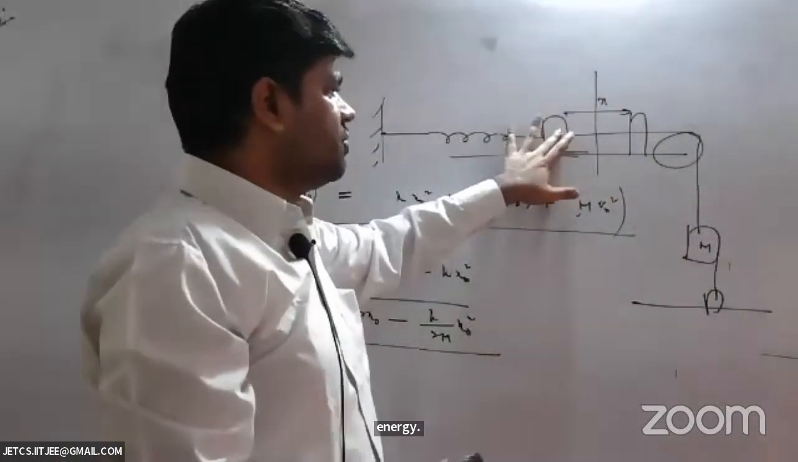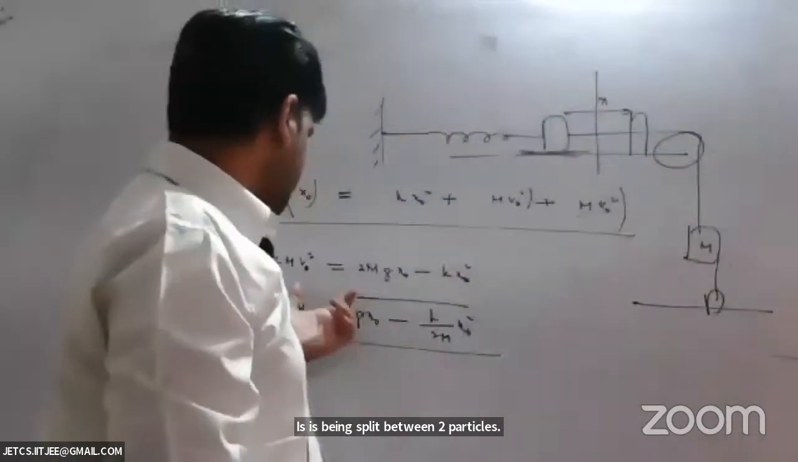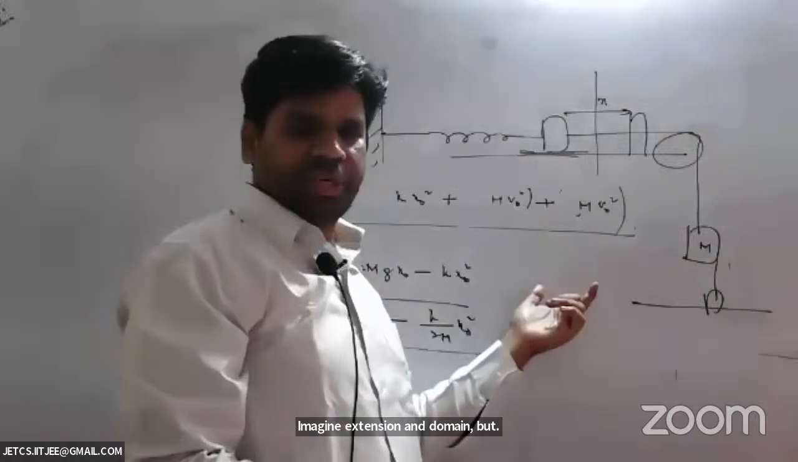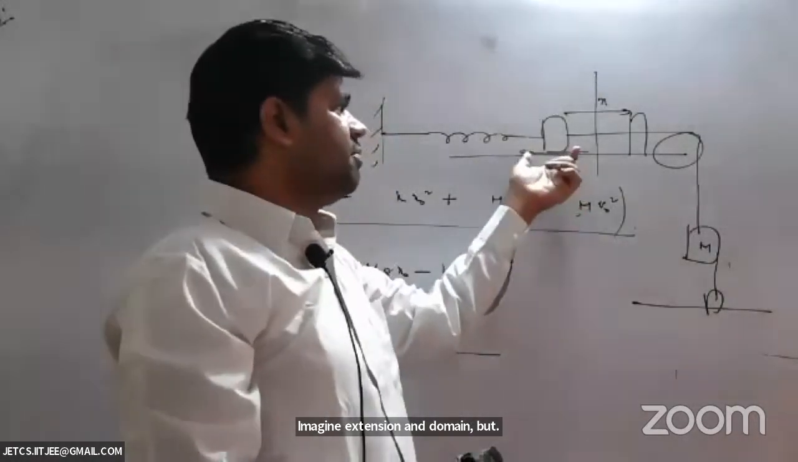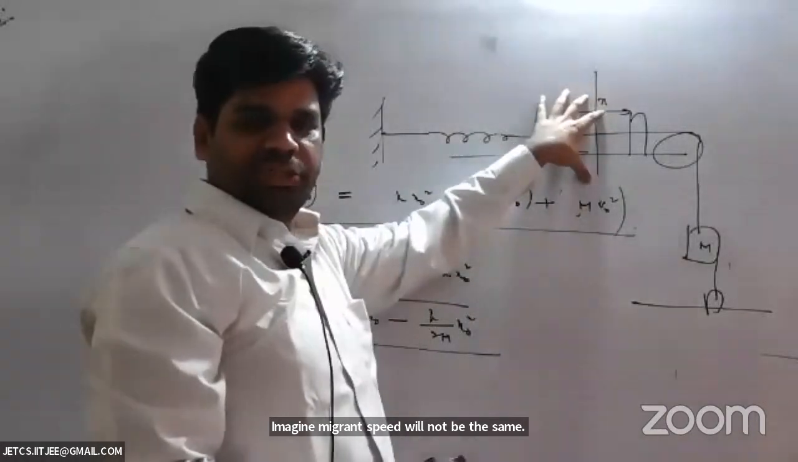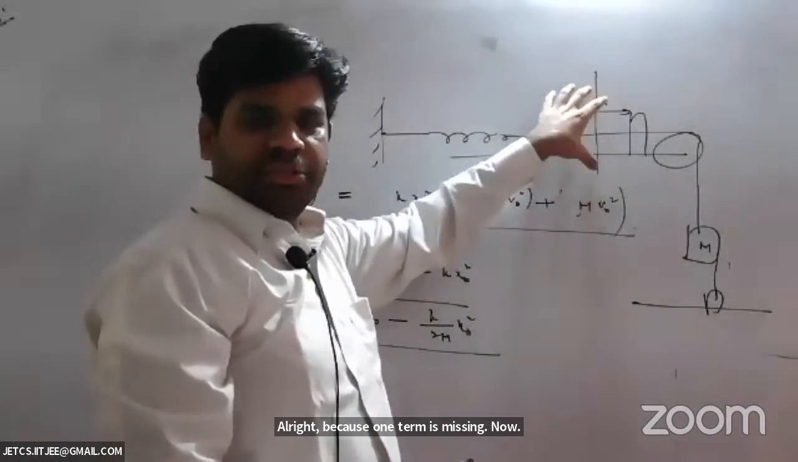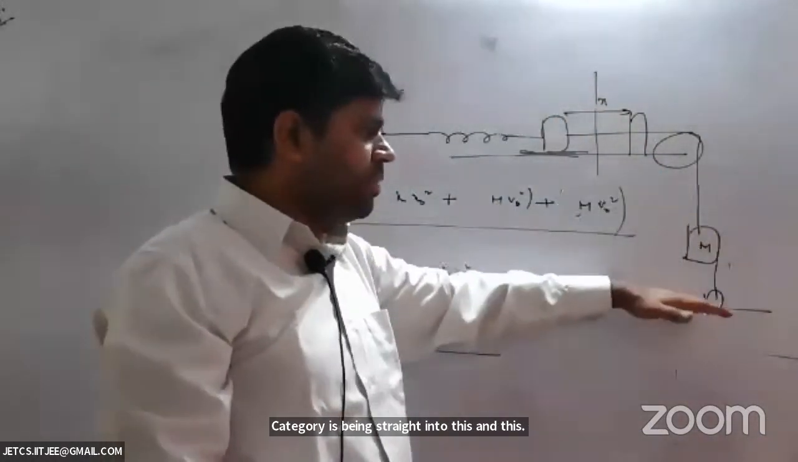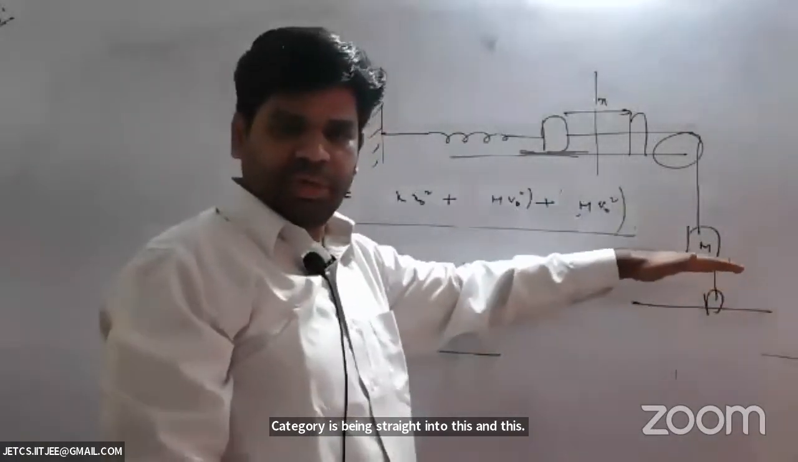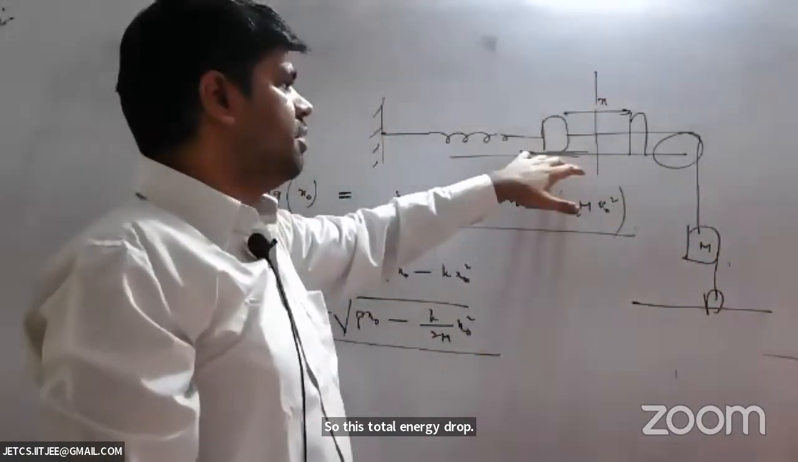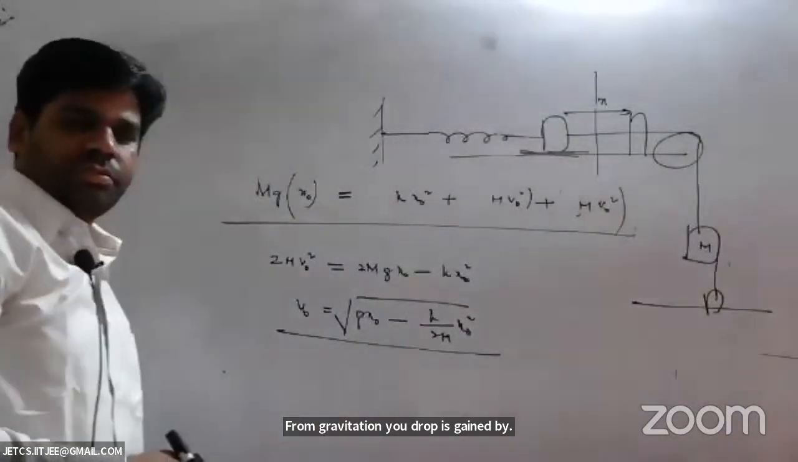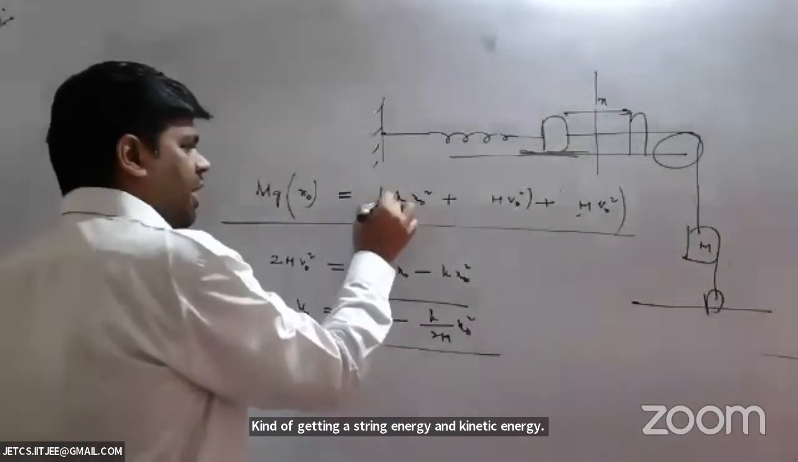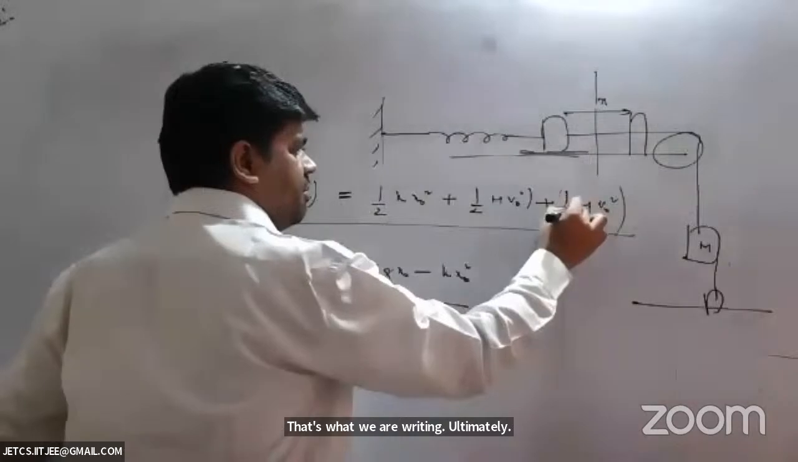If this mass were not there, then things will be different. Maximum extension will be the same, but maximum speed will not be the same, because one term is missing now. This one has no kinetic energy, but when you have mass for this as well, kinetic energy is split into this and this. So the total gravitational potential drop is gained by spring potential energy and kinetic energy. That's what we are writing ultimately. Mg into x naught is half kx square plus half mv square plus half mv square.